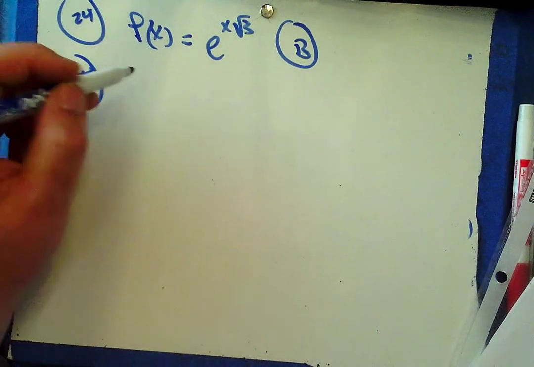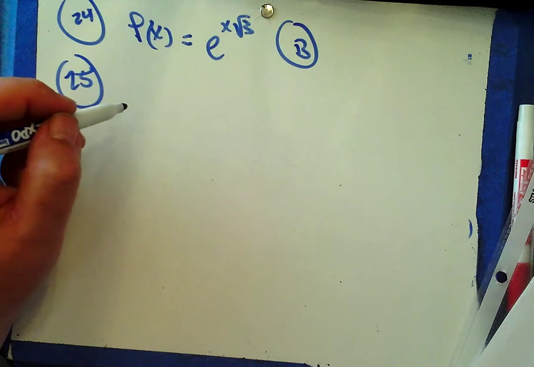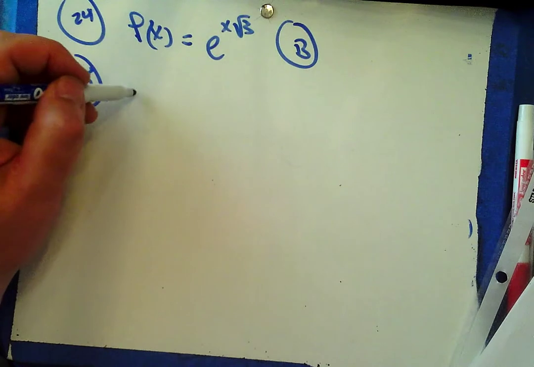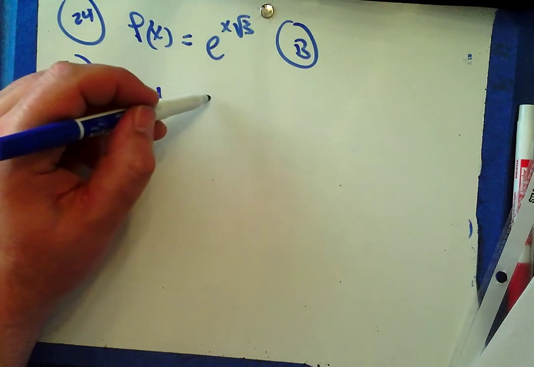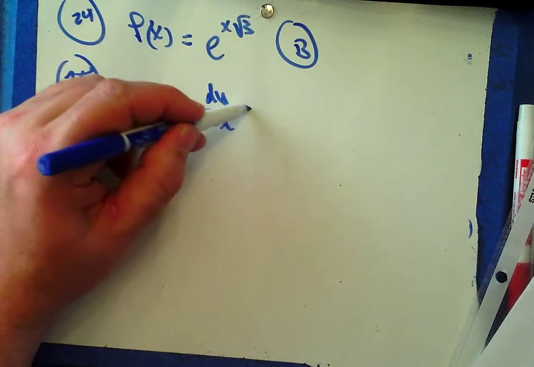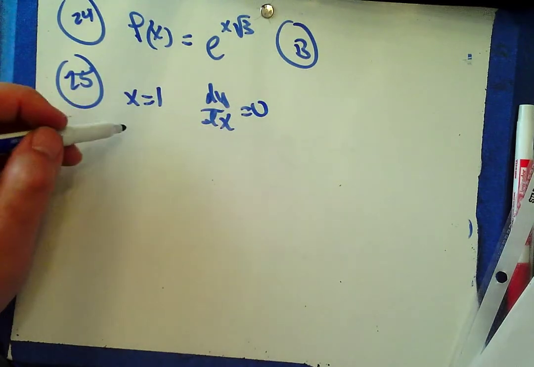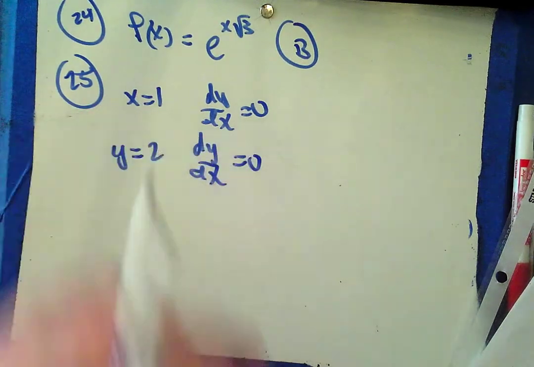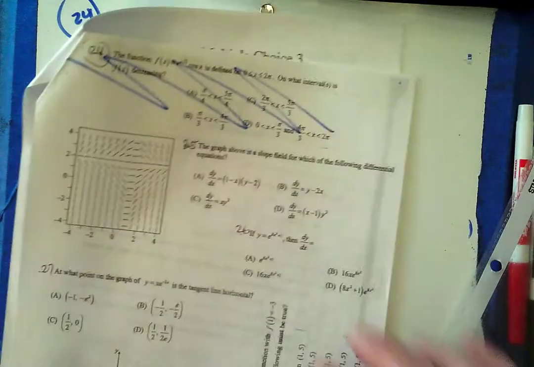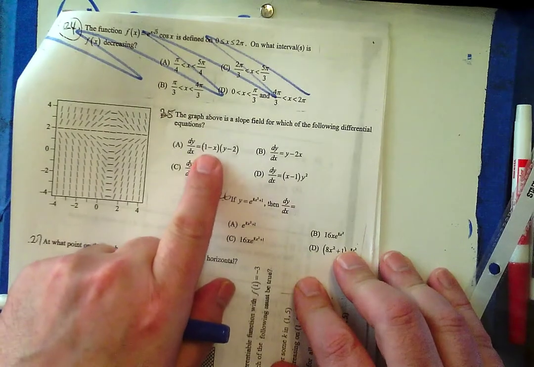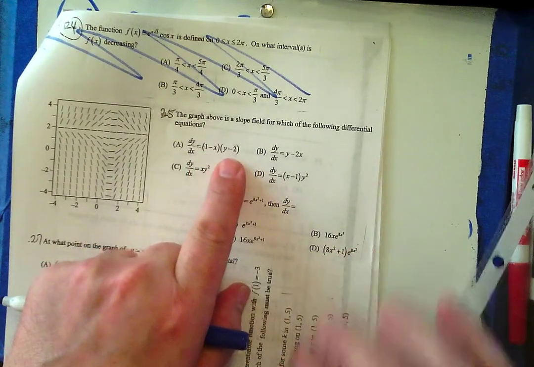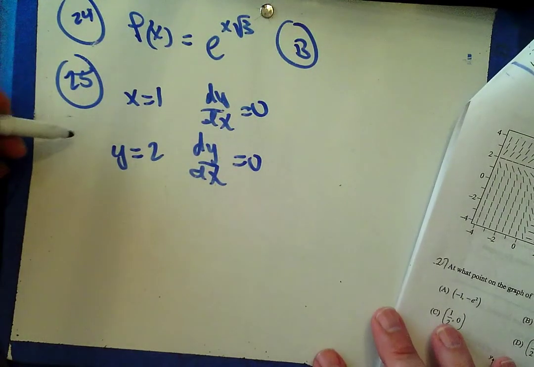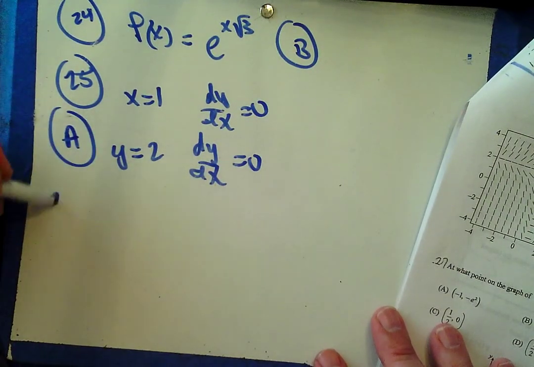25. The graph, which is this slope field. Well, I see that when x equals 1, dy dx equals 0, and I see when y equals 2, dy dx equals 0. So let's look at these choices and say, oh, when x equals 1 or when y equals 2, I'm going to have a 0 slope. So that's choice A.